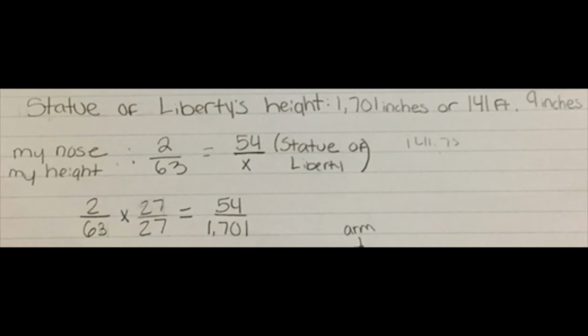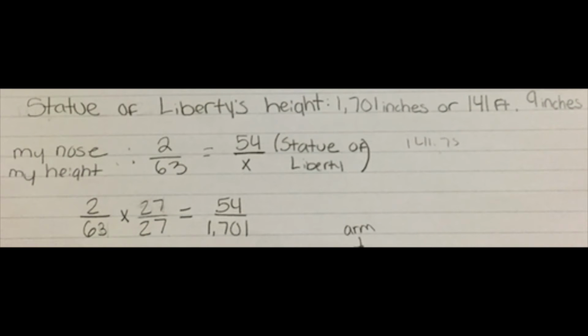And since I already found what 2 times something equals 54, that's why I used my nose instead of my arm width. So I multiplied 2 over 63 by 27, and I got 54 over 1,701. Those 1,701 would be the height of the Statue of Liberty, and that is also equal to 101 feet and 9 inches.